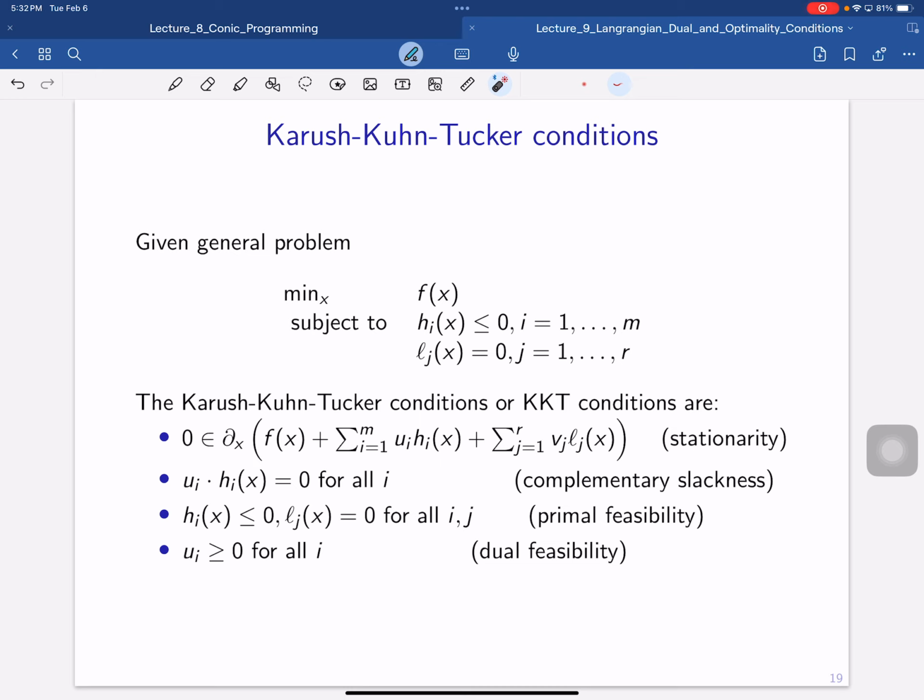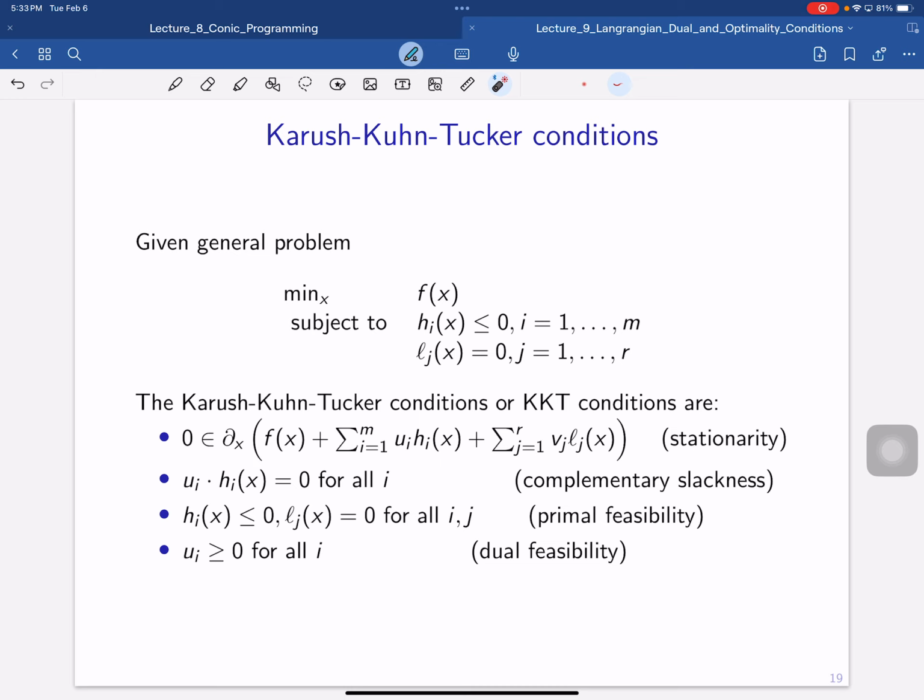Then it has to satisfy complementary slackness. This is a condition we talked about in linear programming already, right? So it says for each of the inequality constraints, the Lagrangian multiplier multiplied by this inequality constraint has to be equal to 0, right? In other words, either u_i has to be 0 or the function h_i has to be 0, or maybe both of them are 0 sometimes.